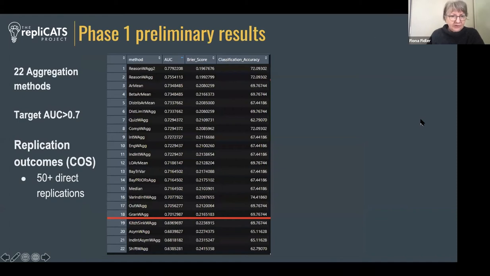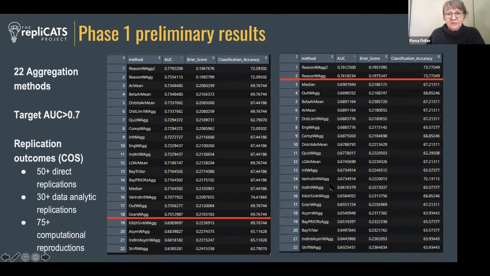Okay, so this is another view of the same results. What we're looking at in this table is comparing our predictions against 50 replication outcomes, the first 50 replication outcomes provided to us. And we were looking again for a target AUC value of 0.7. So here in this table are our 22 aggregation methods again, and you can see that the first 18 of them meet that target AUC of 0.7, and then there are a few that don't. And same as in the figure before, it's the ones that weight by reasoning that sit at the top of that.